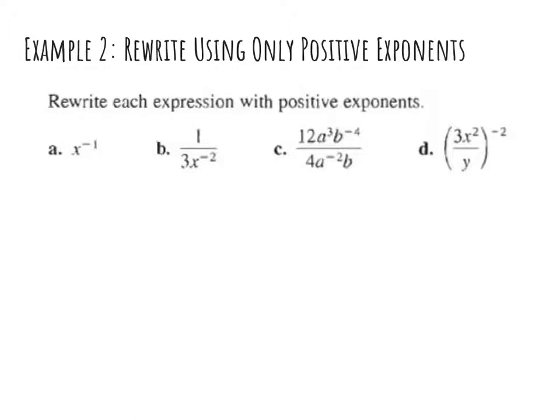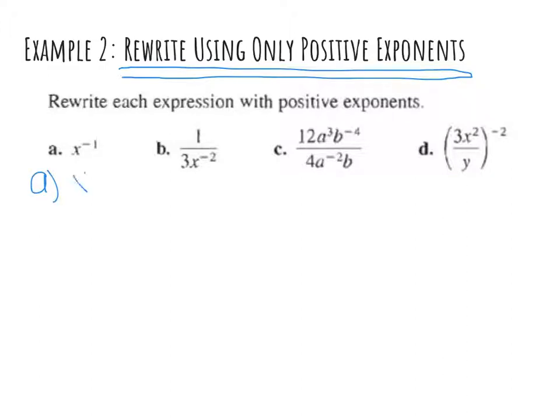So when we simplify our expressions, we want to rewrite those using only positive exponents. It is not customary to write our final answer with a negative exponent. So we'll use our rules that we know, and we will simplify those. So let's look at A.